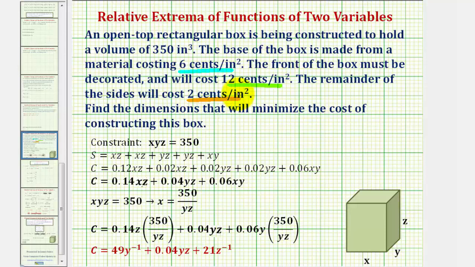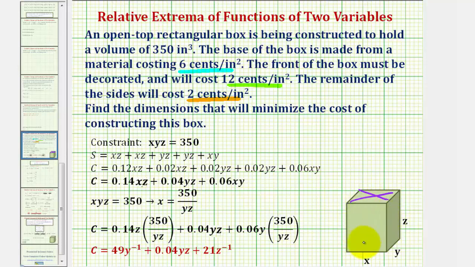Let's first diagram the box as we see here, where the dimensions are x by y by z. And because the volume must be 350 cubic inches, we have a constraint that x times y times z must equal 350. Now before we talk about our cost function, let's talk about the surface area of the box. Because the top is open, we only have 5 faces. Let's find the area of the 5 faces that would make up the surface area.